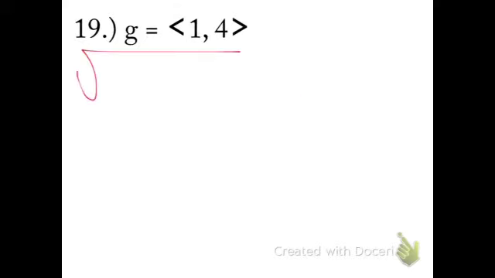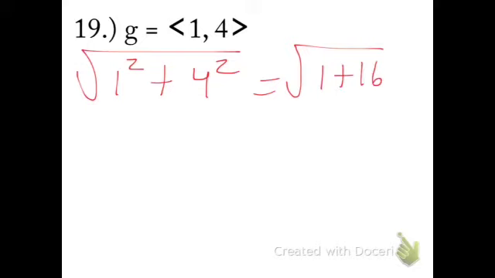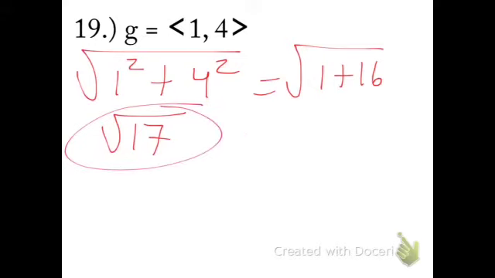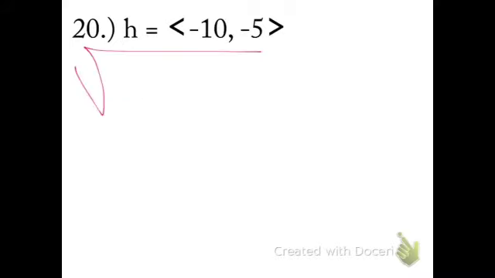19. You just gotta square both of those and add them together. 1 squared is 1, 4 squared is 16, so 1 plus 16 gives you a square root of 17. That's your exact answer, and that is approximately 4.1.